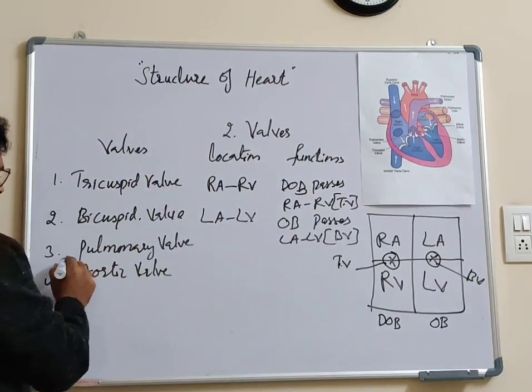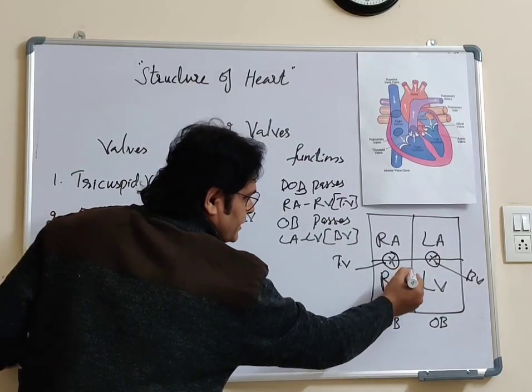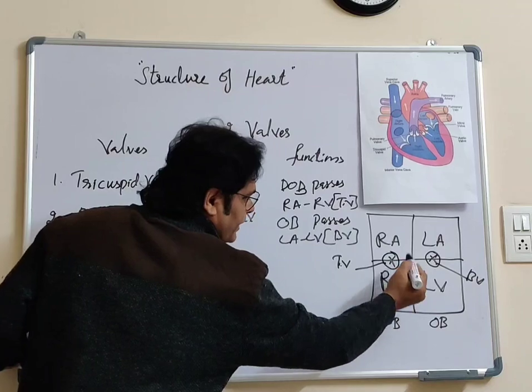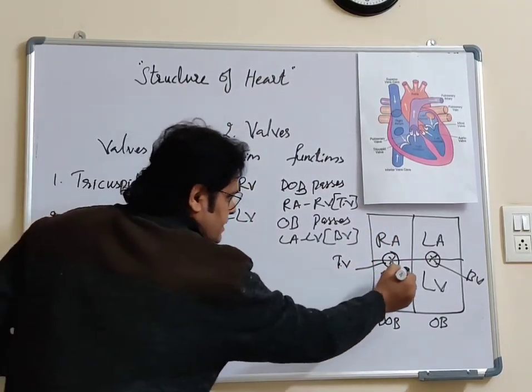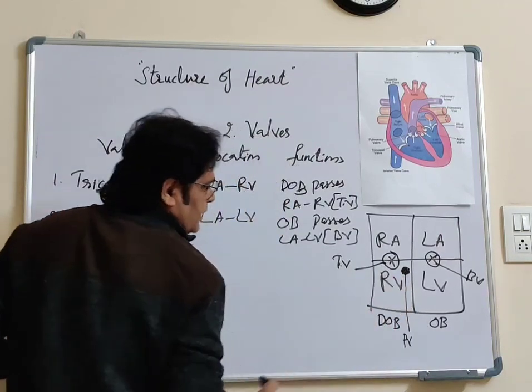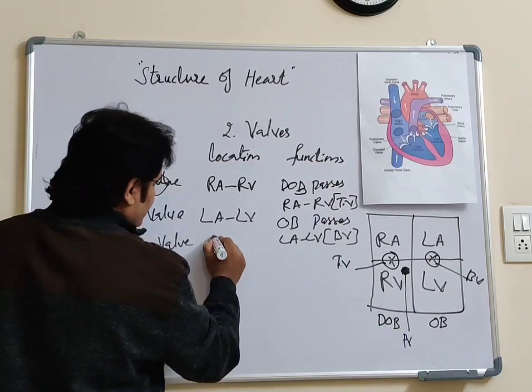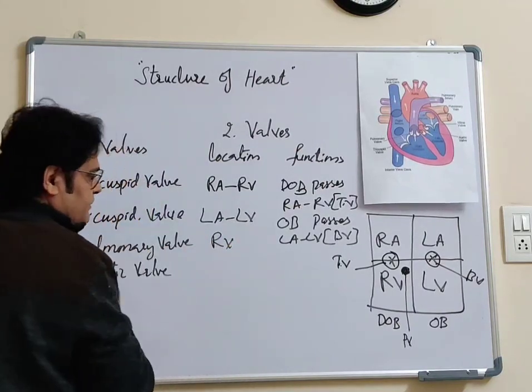This valve is called the bicuspid valve. Clear? Now the next, the pulmonary valve. It originates from the right ventricle. Here it is present. Clear? This valve is called the pulmonary valve. So where does it originate? It starts from the right ventricle. This is the location.